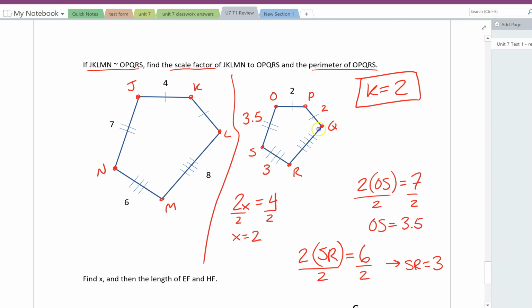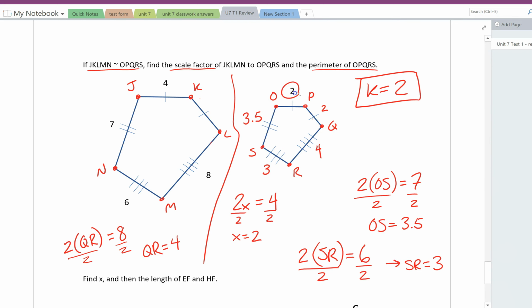And now I just have to figure out QR. QR right here corresponds with LM, which is 8. So 2 times whatever QR is gives me 8. Divide both sides by 2. QR is just 8 divided by 2, which is 4. So this side is 4. So now I have all 5 sides of OPQRS. I just need to add them together to get the perimeter.